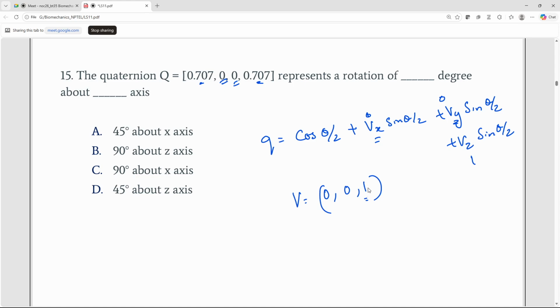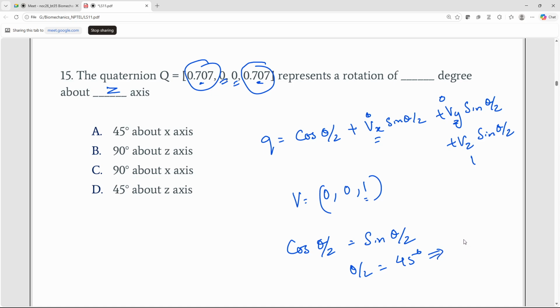So it is parallel to the z axis, or the z axis itself. So that is 1 here. So it is about the z axis. And the degree of rotation, you can see cos theta by 2 and sin theta by 2, that is, cos theta by 2 equals sin theta by 2. So when does this happen? This happens only when theta by 2 is equal to 45 degrees. So that gives theta equal to 90 degrees.